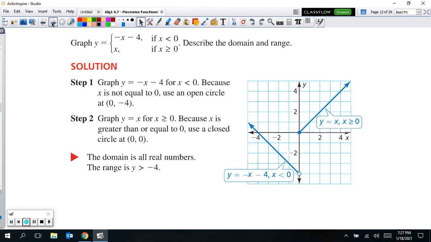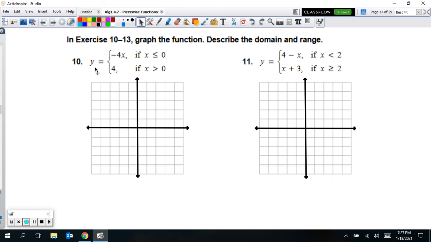All right, let's try our own here, starting with number 10 there at the bottom of 129. So number 10 gives us the two functions, negative 4x. So the y-intercept is 0. Whether it's open or closed depends on the inequality. This is a less than or equal to, so that's closed right there at 0. So it's going to be closed here at 0.